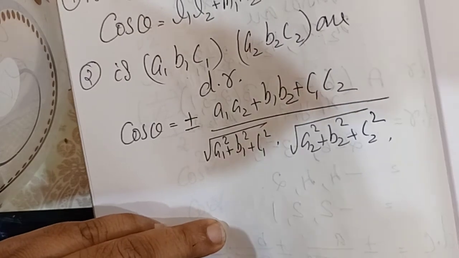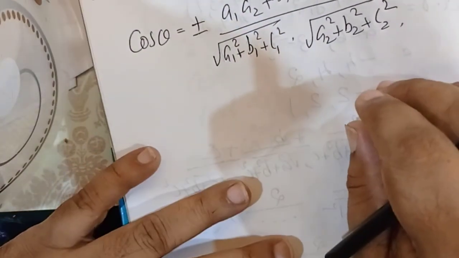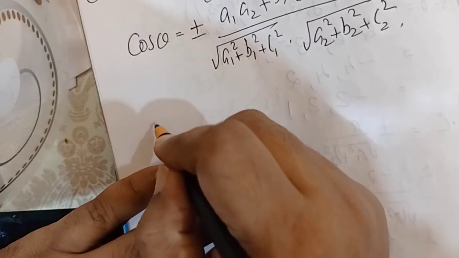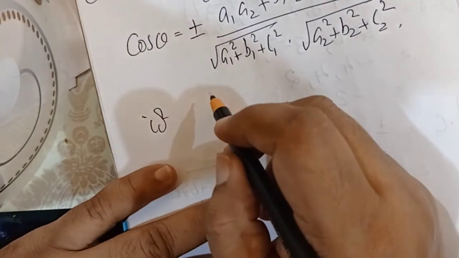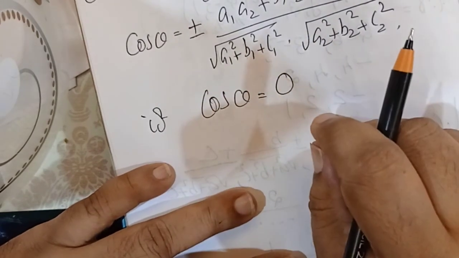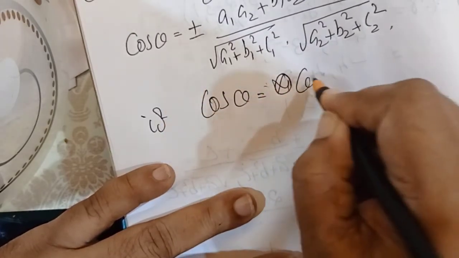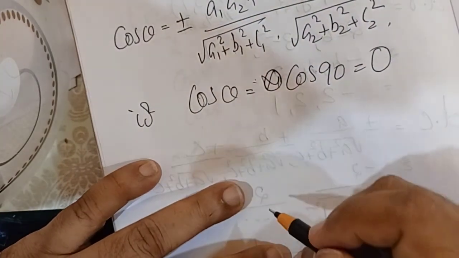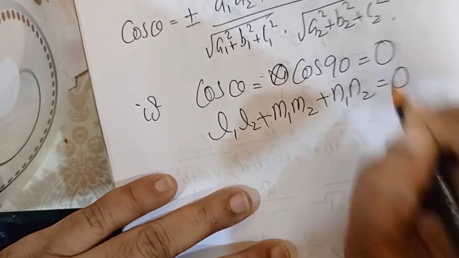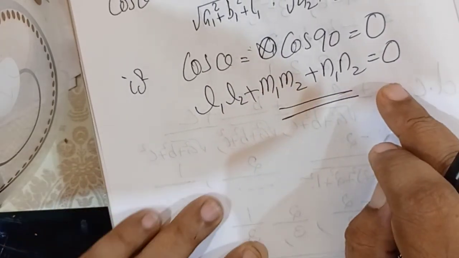Then next one, conditions of perpendicularity and parallelism. If two lines are perpendicular to each other, then the angle is 90 degree. That means cos 90, which is equal to 0. Therefore, the condition is l1 l2 plus m1 m2 plus n1 n2 is equal to 0.